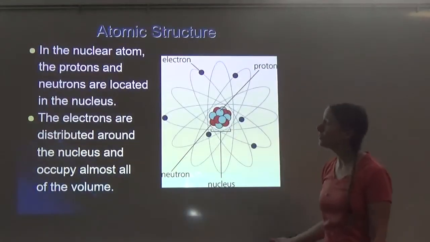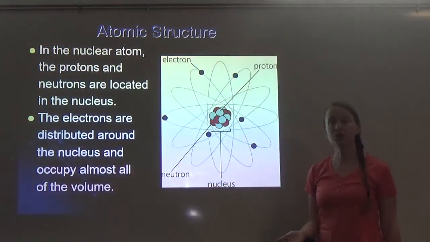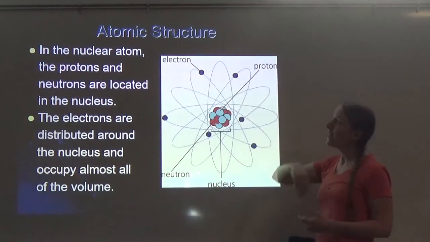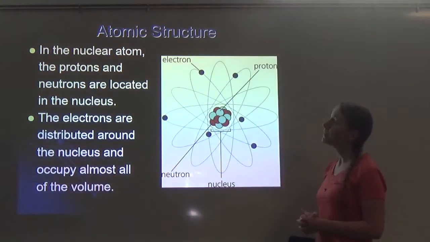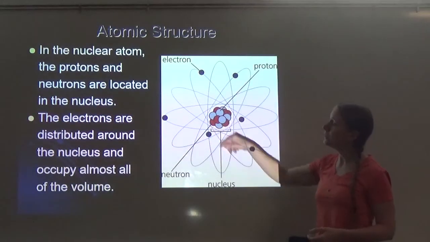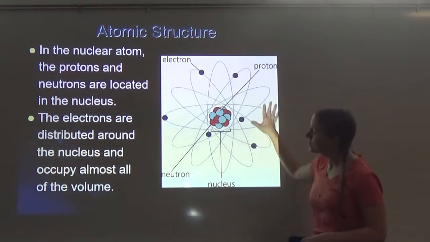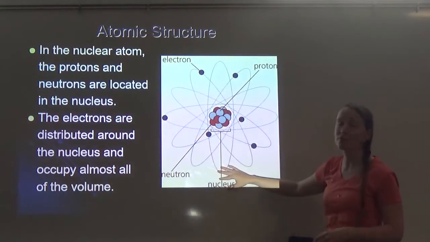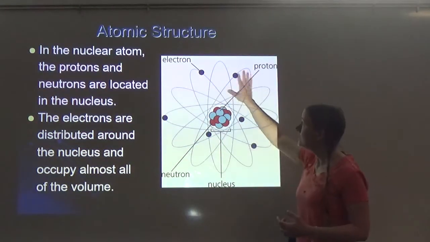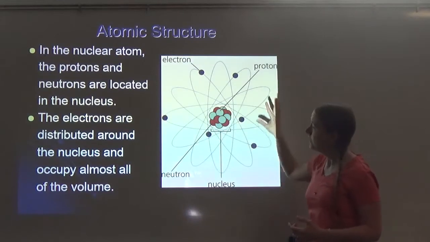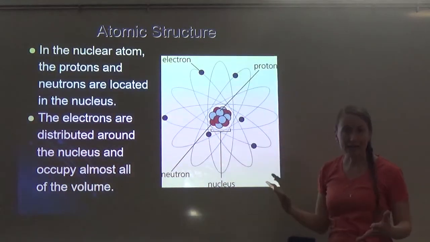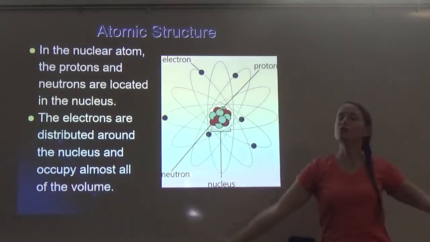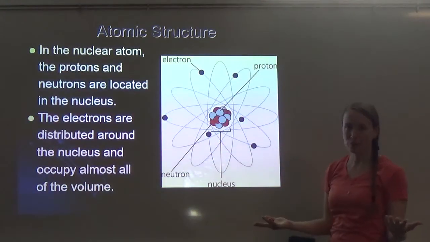So after that, of course, we had to have a more updated version of the atom, and that's called Rutherford's model. So in the nuclear atom, or in Rutherford's model of the atom, the protons and neutrons are located in the nucleus. The electrons are distributed around the nucleus in the electron cloud, and they occupy most of the volume. So the electrons take up most of the space, but the nucleus has most of the mass. So it's tiny, but it's massive. The electron clouds are huge space, but they don't have much mass at all.